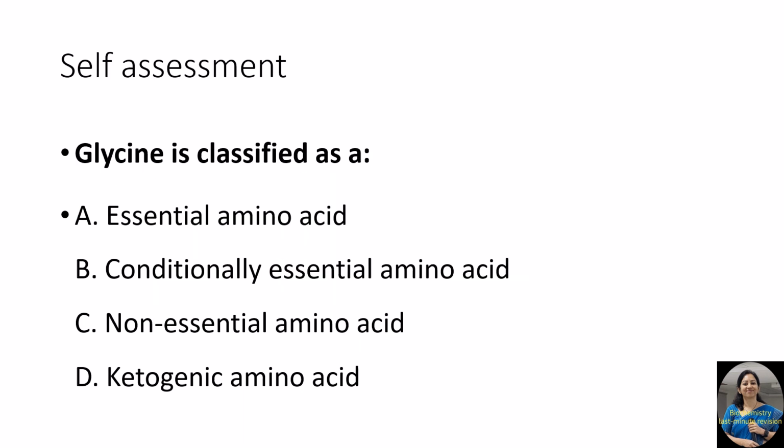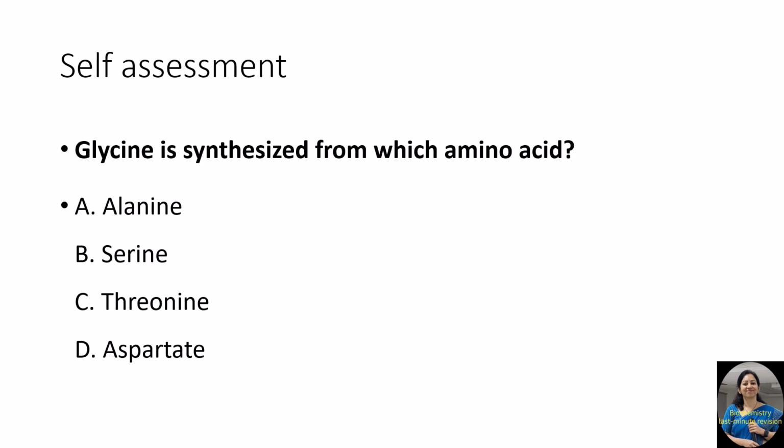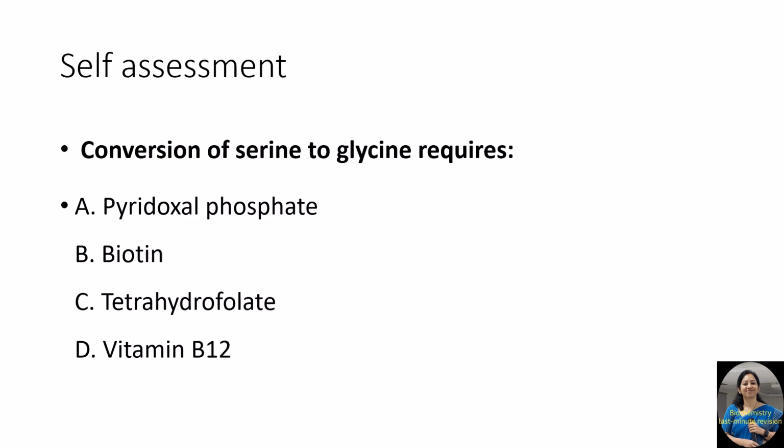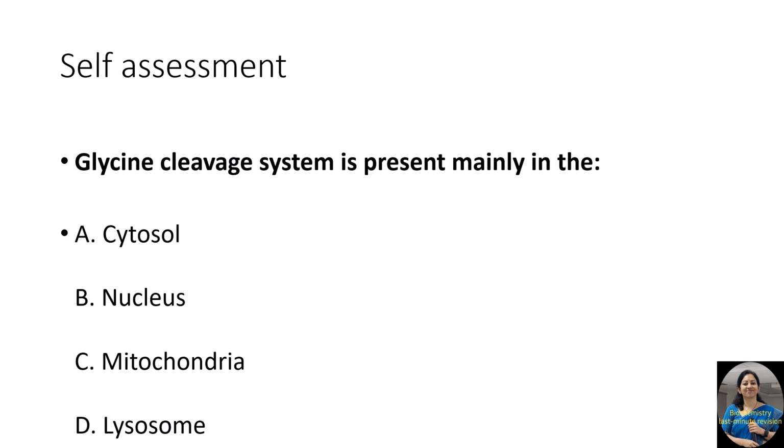So here, glycine is classified as, I'll give you a couple of seconds to mentally answer this question. 3, 2, 1. It's a non-essential amino acid synthesized from serine. Glycine is synthesized from which amino acid? I have already given the answer, it is serine. Conversion of serine to glycine requires, 3, 2, 1, and the answer is tetrahydrofolic acid, because tetrahydrofolate is the carrier of one carbon compounds, and serine donates the methylene tetrahydrofolate group, so it is carried by tetrahydrofolic acid.